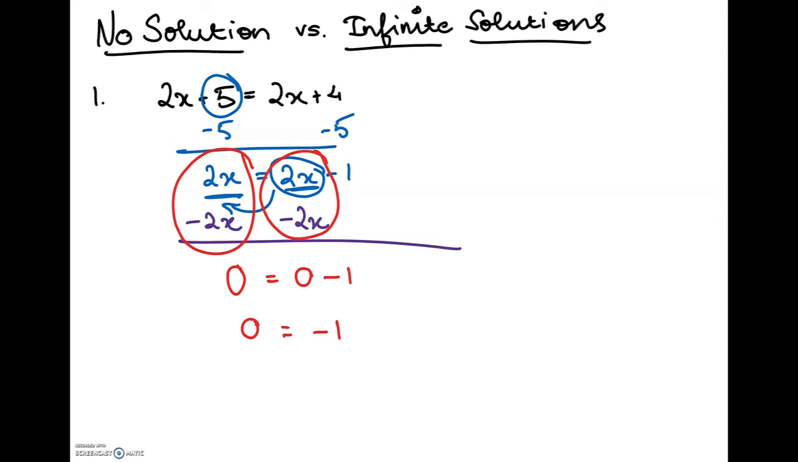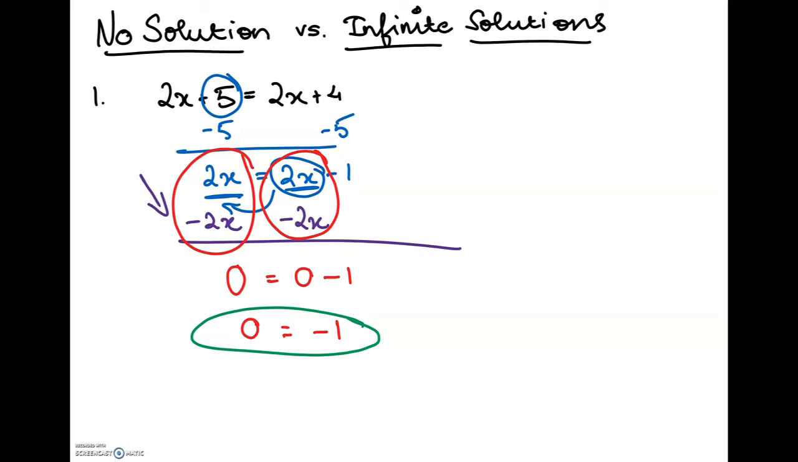As you can see, our x has disappeared. The x that we intended to move to the left-hand side has disappeared. We've ended up with 0 equals negative 1. There is no x in that equation, so that means there's no solution for the value of x.